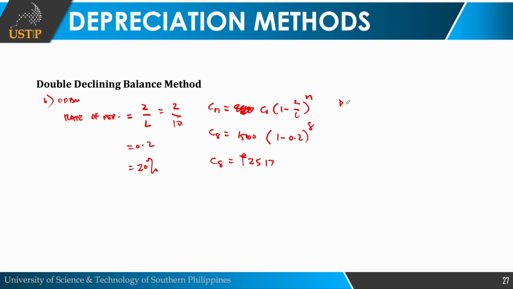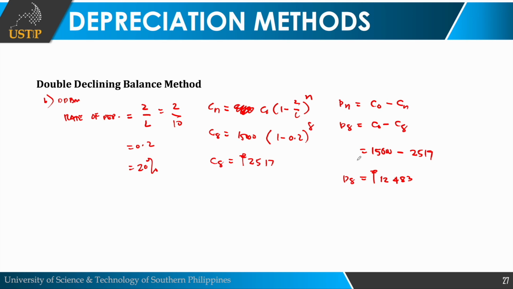Okay, and then our depreciation is the same as before, that is the original cost minus the book value. D sub 8 is equal to C sub 0 minus C sub 8, so 15,000 minus 2,517. That is 12,483 pesos.